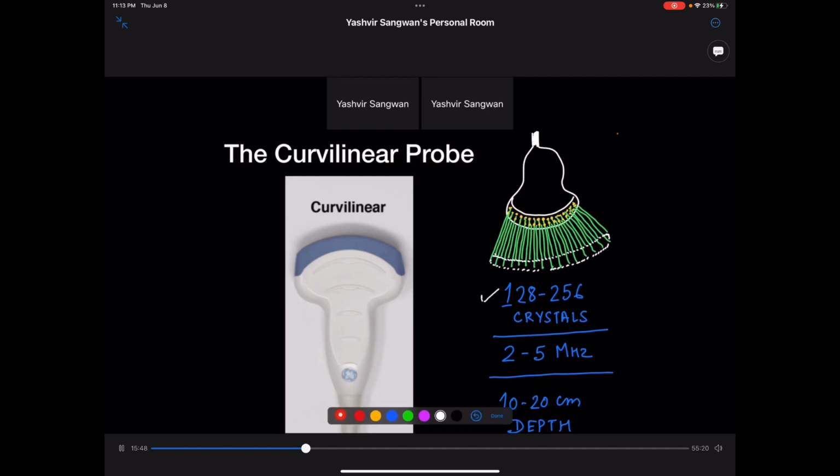These are low frequency, 2 to 5 megahertz, high penetration, low resolution, and this can go to 10 to 20 centimeters in depth. And these images are fatter because the crystals are sometimes arranged in more than one line.